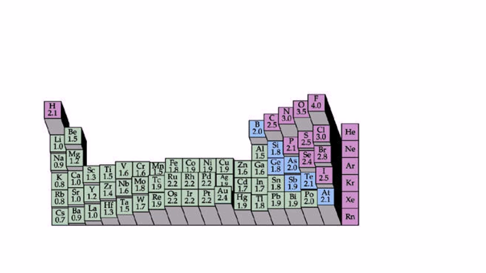So we said that metals like to give up electrons. If we go off of what we know of metals, would we think that they're very electronegative? And the answer is no, they're not very electronegative at all, because they'd rather get rid of their electrons.